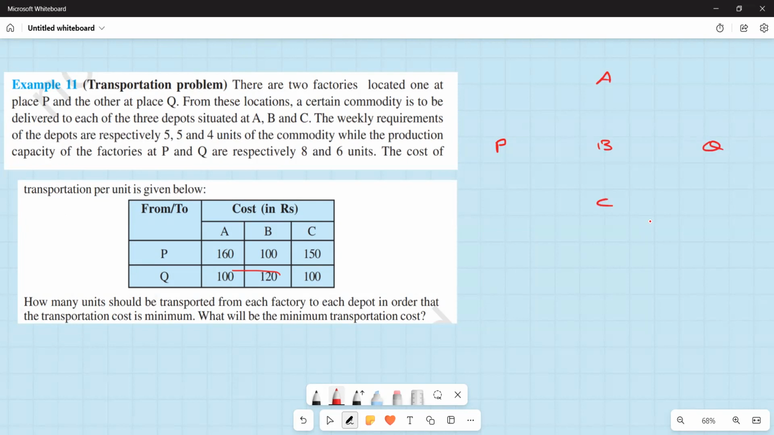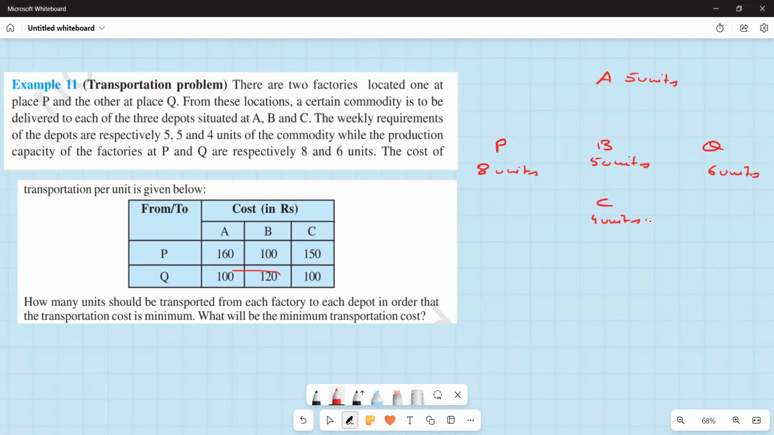Now, the weekly requirements of the depots are 5, 5, and 4 units of the commodity, while the production capacity is: P is producing 8 units, and Q is producing 6 units. This store requires 5 units, this also requires 5 units, and this requires 4 units. The cost of transportation is this. How many units should be transported?